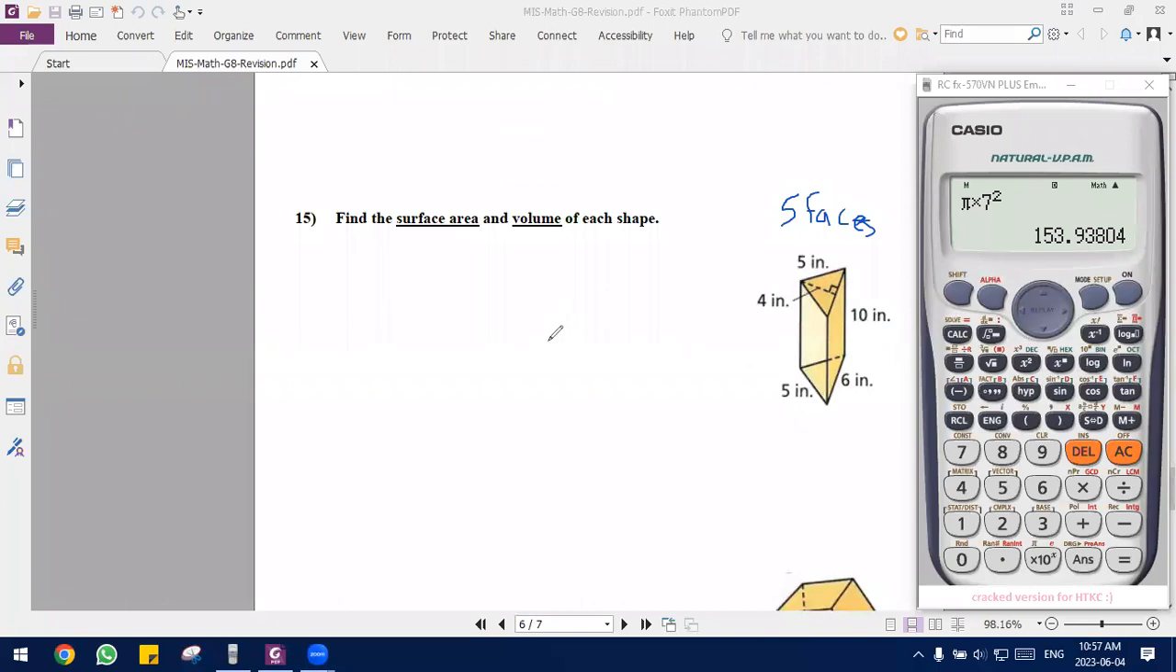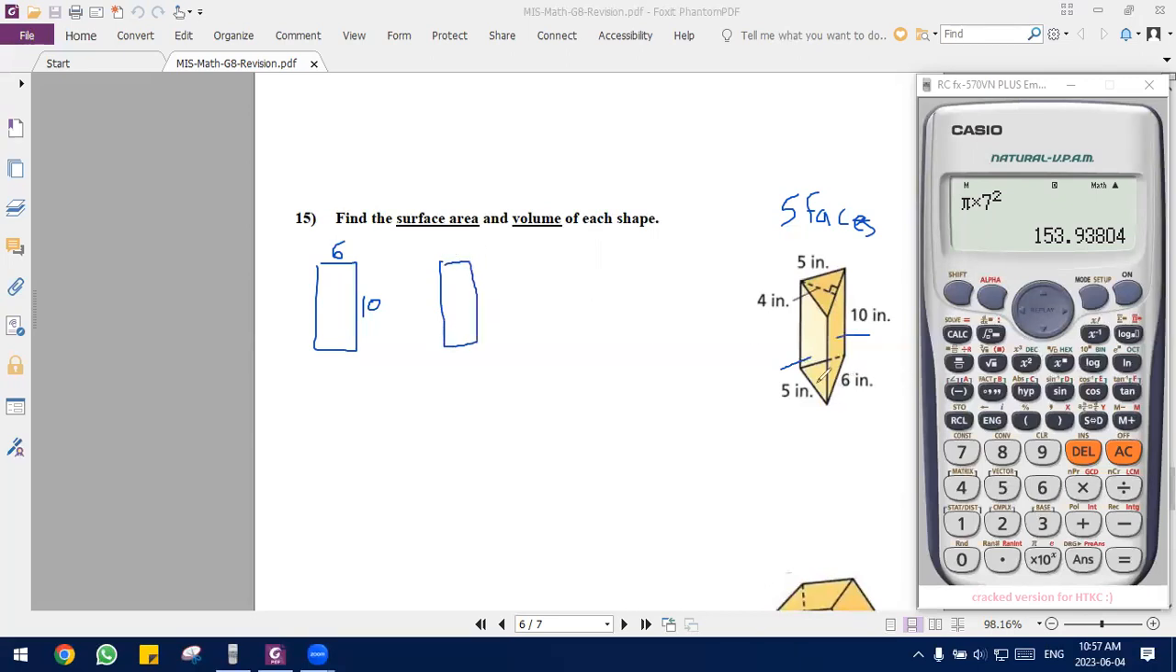Now to find the surface area, we try to draw the rectangles and the triangles that we have. Let me start with this rectangle, okay? Its dimension is 10 by 6. 10 by 6. Then let me do this rectangle.